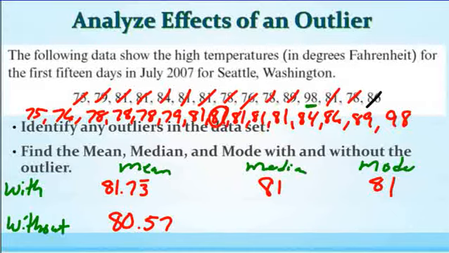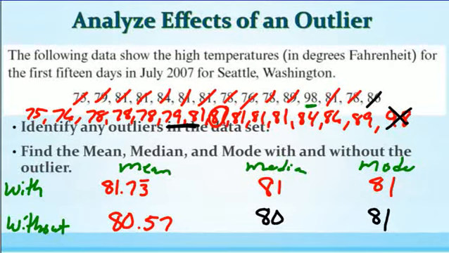The median, the middle number, if we take this 98 out, it means I have 14 numbers, so I'd have to look at the 6th and 7th numbers. So 1, 2, 3, 4, 5, 6, 7. So this would be our middle two. So that middle between 79 and 81, because I have two middle numbers, I add them together. So 79 plus 81 gives us 160, divided by 2 gives us 80. So the median would be 80. And then the mode, the number that appears most often, is 81.